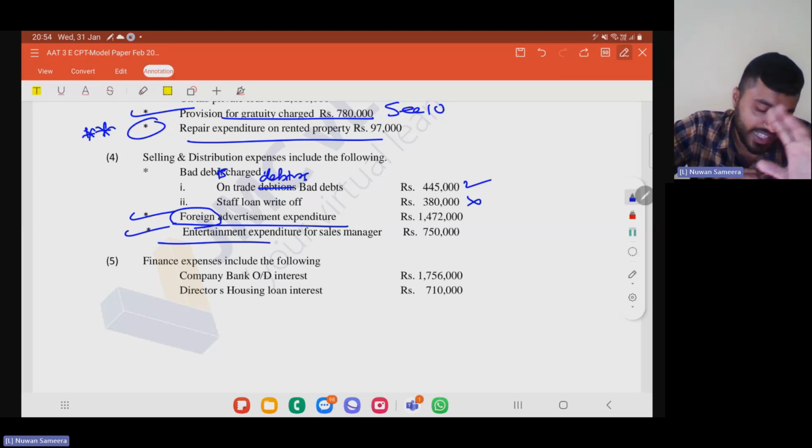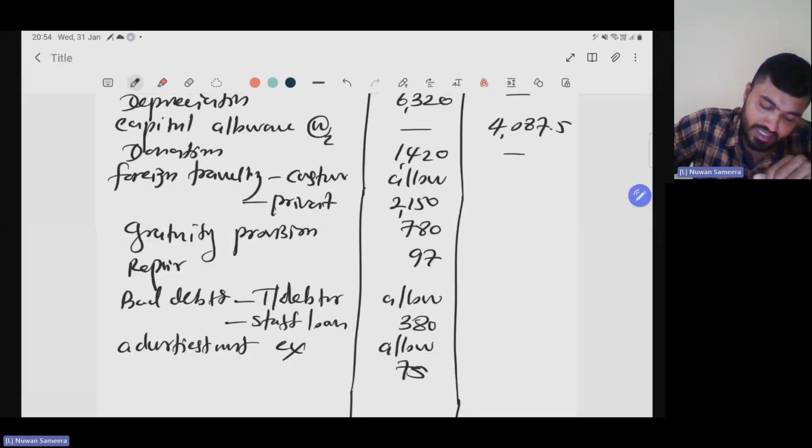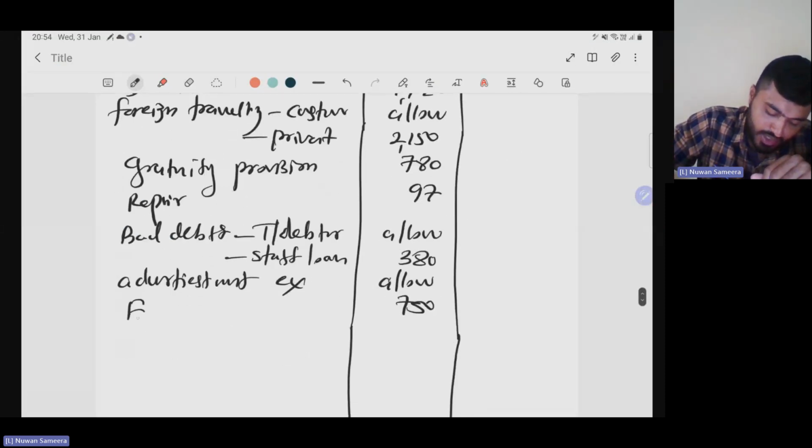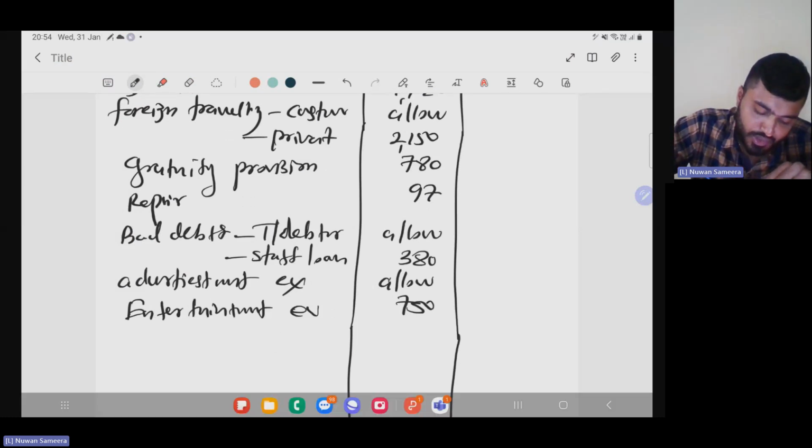So guys, if there is entertainment as per section 10, then you are not supposed to deduct any entertainment. Therefore, once you see entertainment for any purpose, for any person, that entertainment expense is not allowed. Therefore, you have to add back.